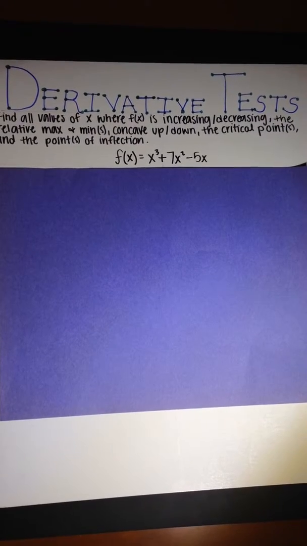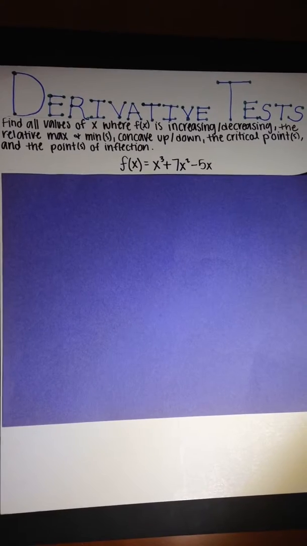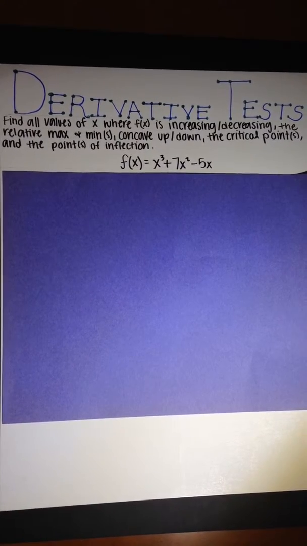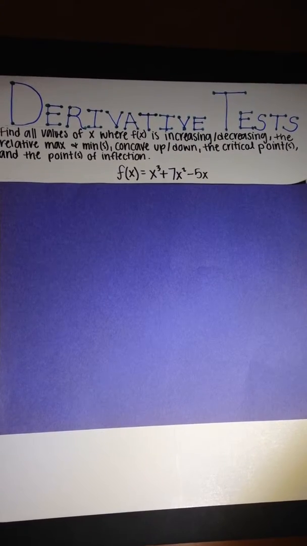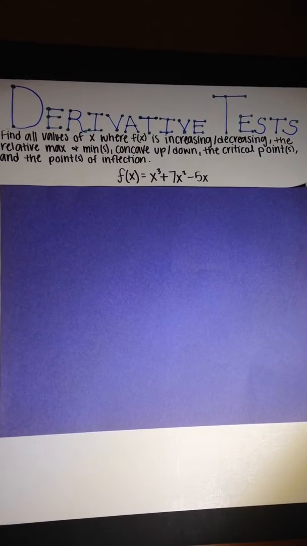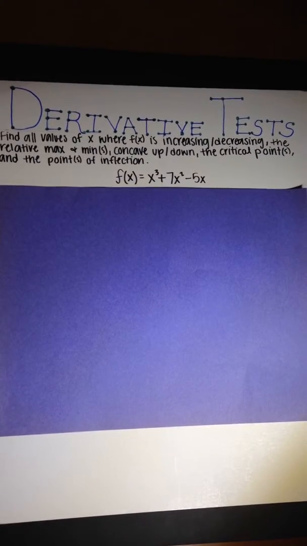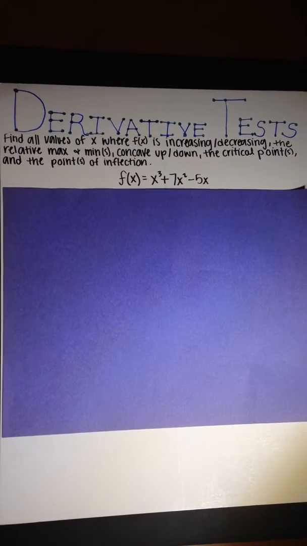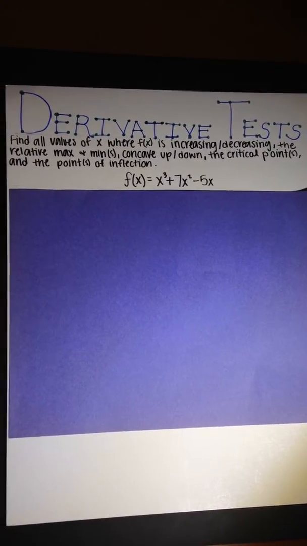This is our derivative test problem. Find all values of x where f of x is increasing, decreasing, the relative max and relative mins, concave up, concave down, the critical points, and the points of inflection. Our equation is f of x equals x to the third plus 7x squared minus 5x.